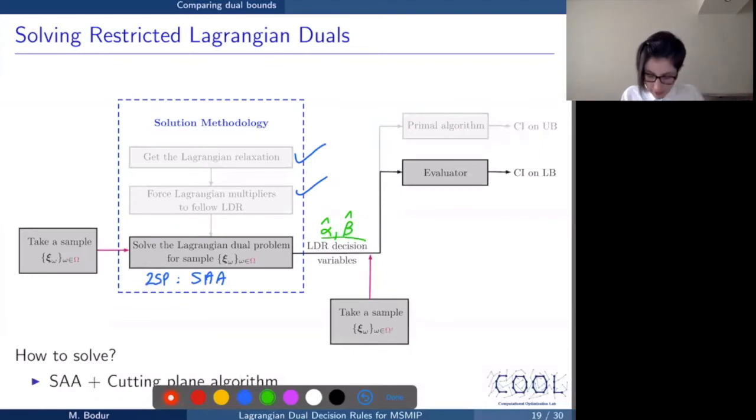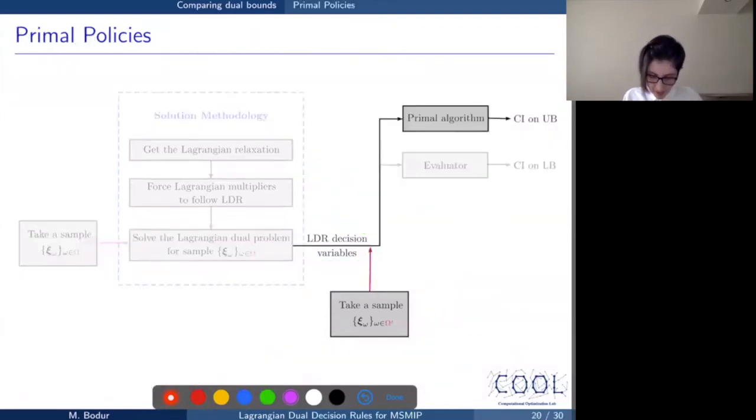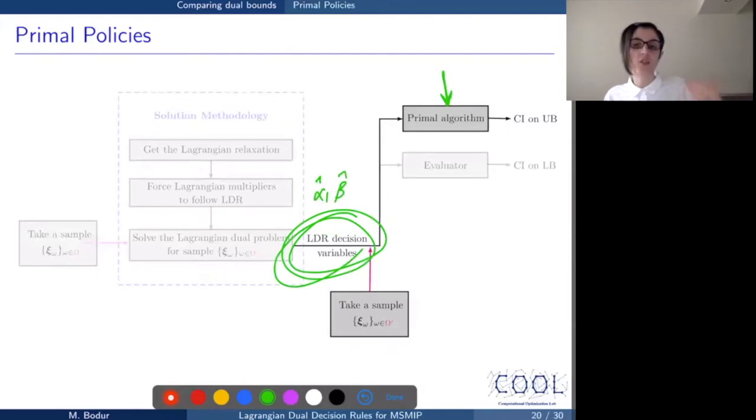So we get our LDR solutions as an output, but the first thing we should do is take an evaluation sample, potentially much, much larger than what we used in the solution phase, and evaluate the true performance of these decision rules for the sake of the lower bounds. But next, I would like to design some primal algorithms that will be guided again by our candidate LDR solutions, so that we can also compute some solutions that we can truly implement in practice. So this is more important. As such, we will also be getting an upper bound.